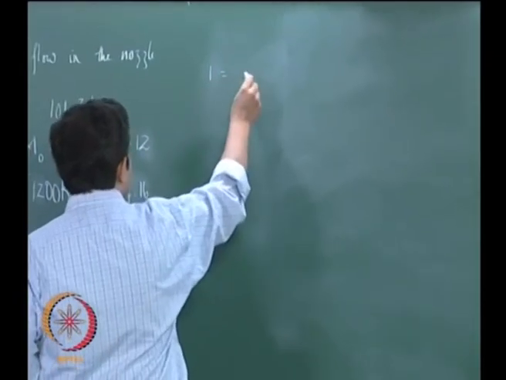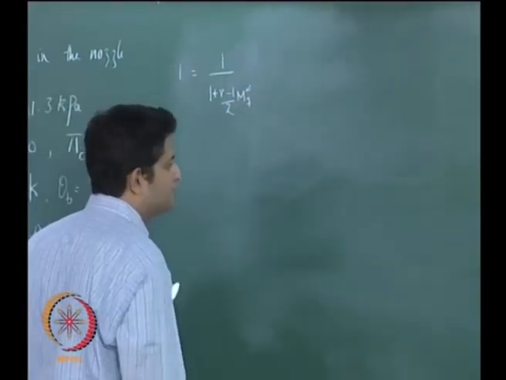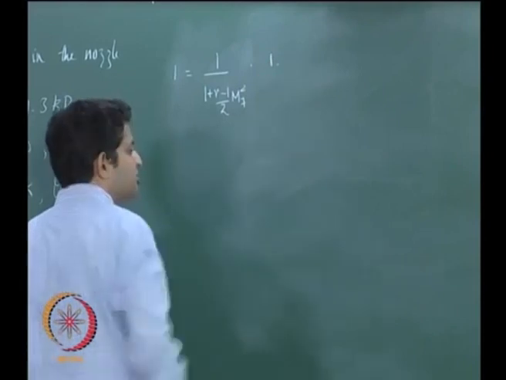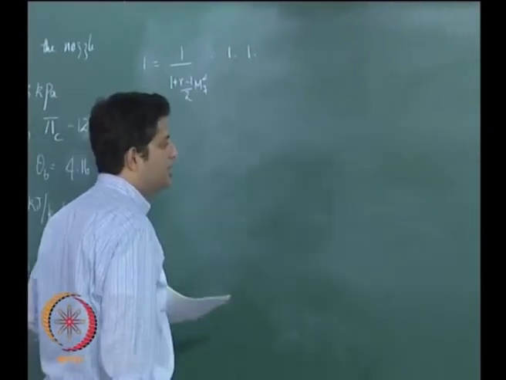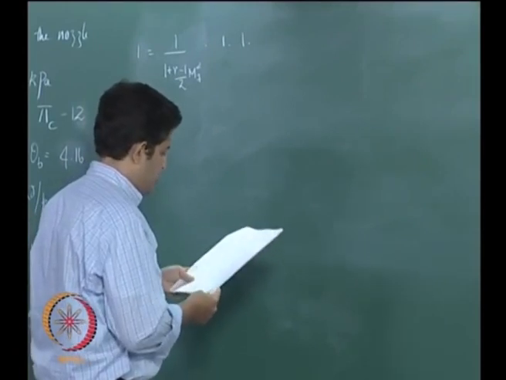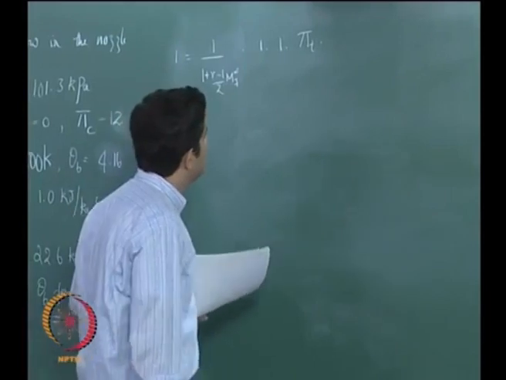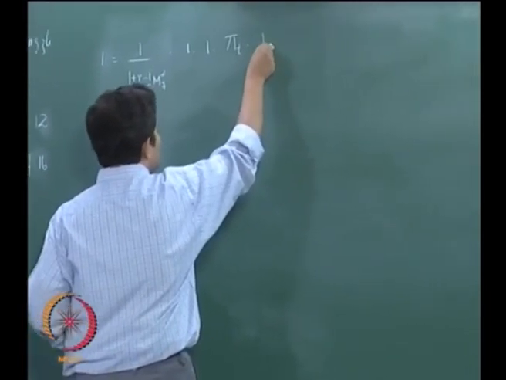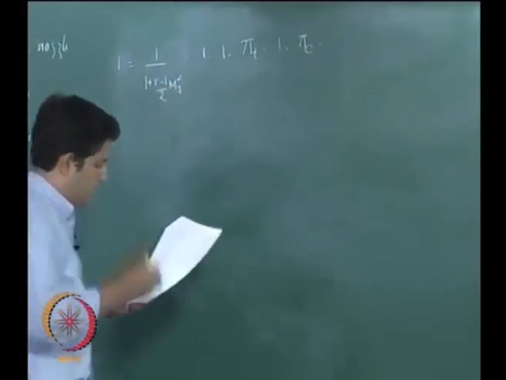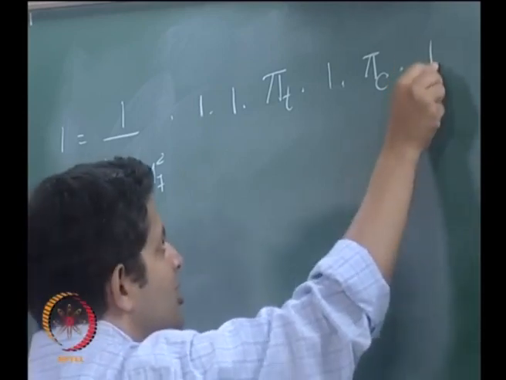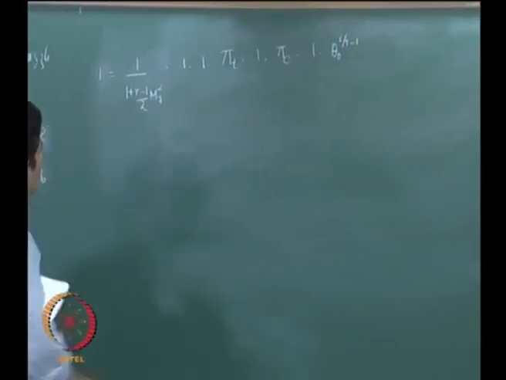So, we can write 1 is equal to 1 by 1 plus gamma minus 1 by 2 M7 square, into flow through nozzle, we are assuming all efficiencies to be 1, then flow through afterburner again 1, then flow through turbine pi t, then flow through combustor which is 1, then flow through compressor pi c, and flow through the intake which is 1, and lastly theta naught to the power of gamma by gamma minus 1.